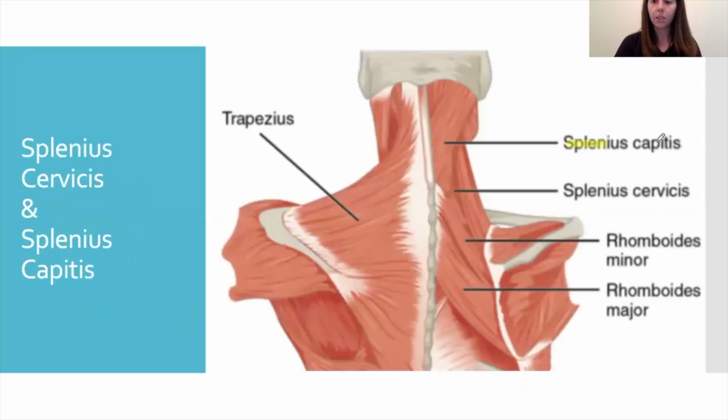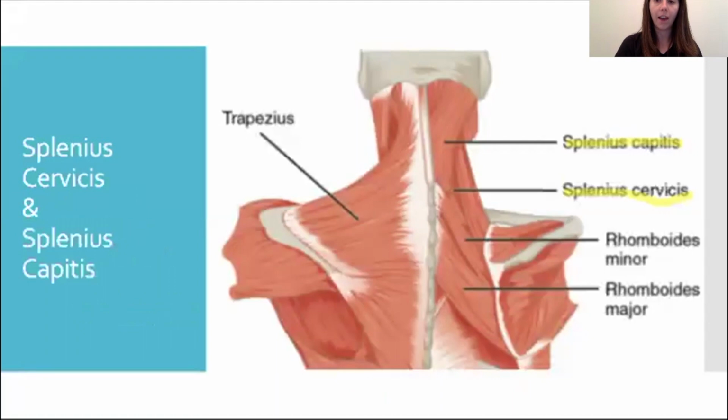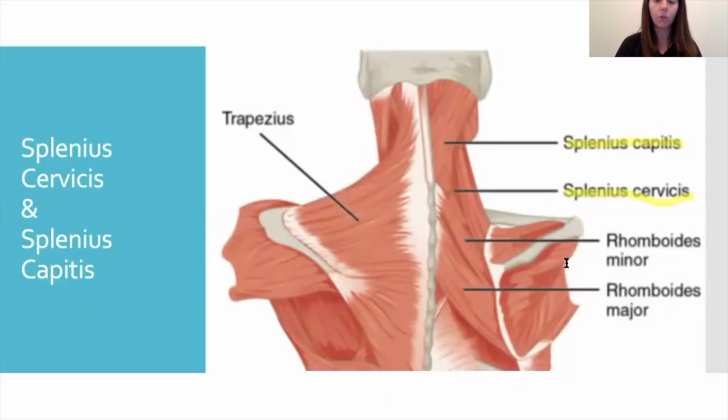Next, we have the splenius capitis and the splenius cervicis, and these lie on the posterior and lateral aspects of the neck. They're innervated by the dorsal rami of spinal nerves. When they act alone, they are responsible for lateral flexion of the neck as well as ipsilateral rotation of the head. And when they act together, they extend the head and neck.